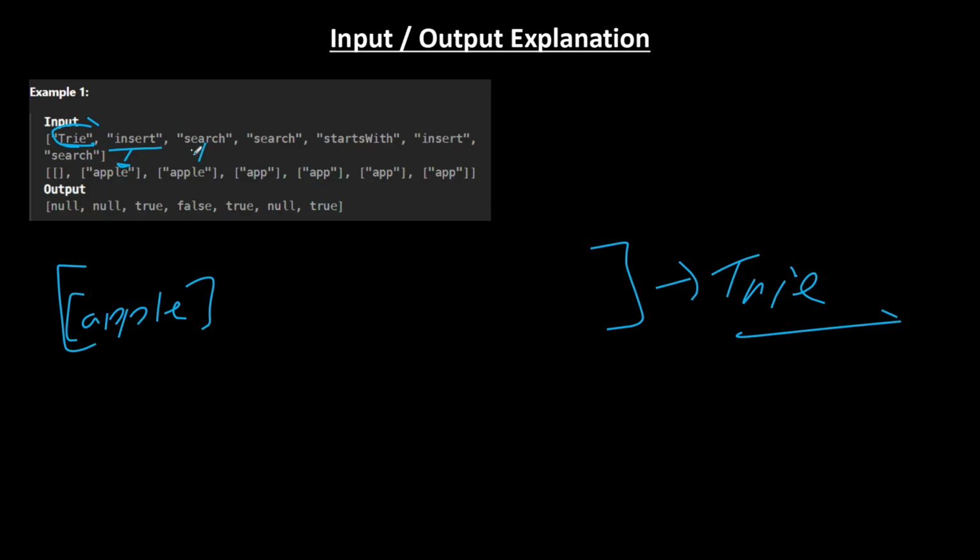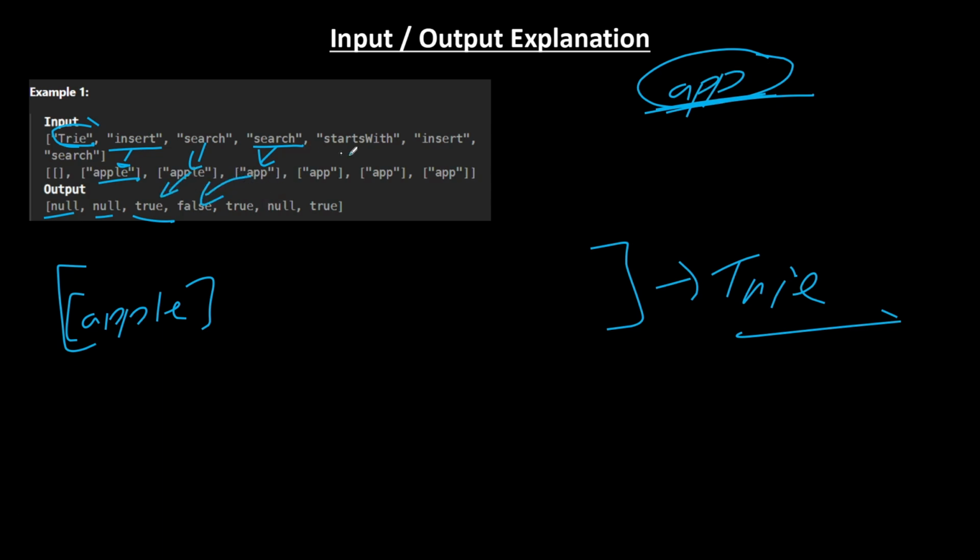Now again there is a search for apple. If you go in the trie, we have apple, so we will return true. And for insert we return null because we are not returning anything, we are inserting. After that, there is another search operation with the word app. That's a complete word, not a prefix, please keep that in mind. In the trie, we don't have the word app, so we return false for it.